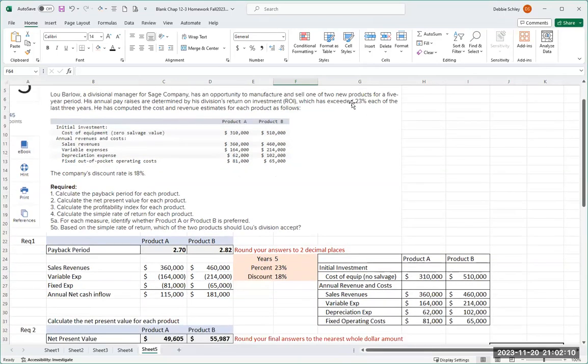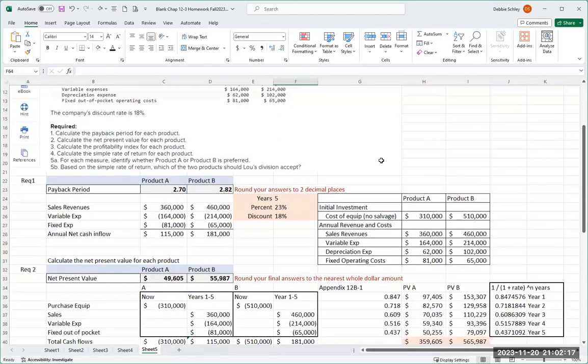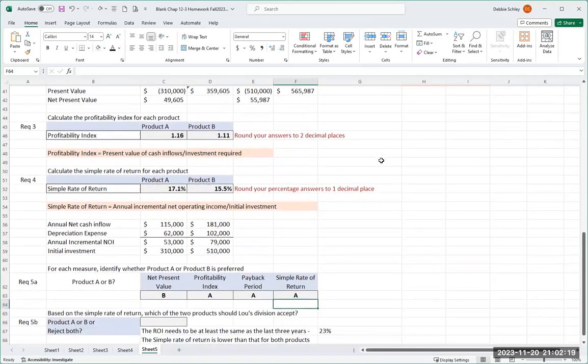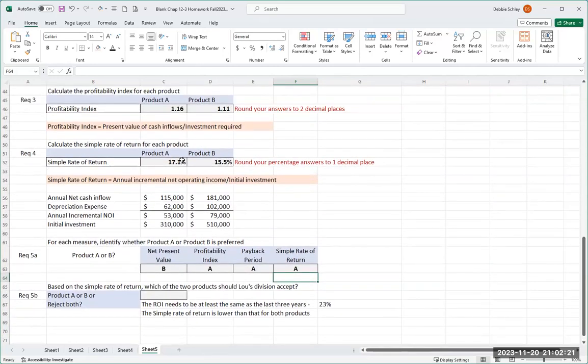So they'll choose a product that is higher than this ROI percent, which in this case, if you look at required 4, the rate of return, neither of them are higher than the 23% that is required in my problem. And so they would reject both because they do not exceed the rate of return that they've been getting for the last 3 years.